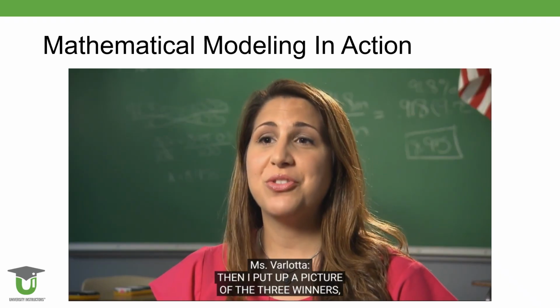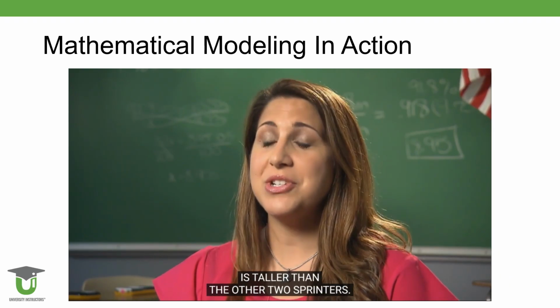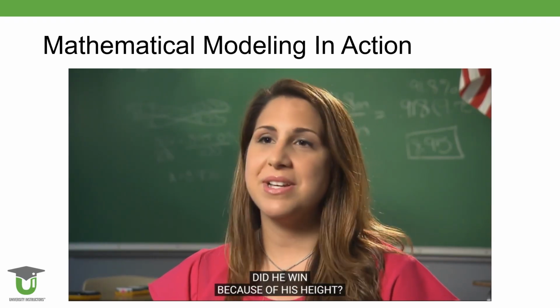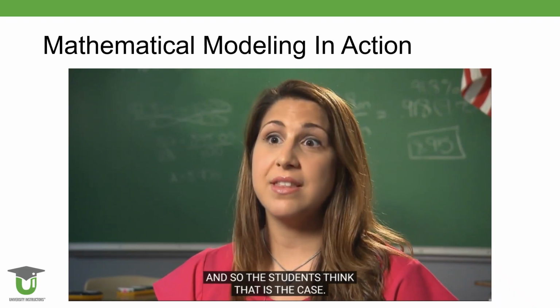So then I put up a picture of the 3 winners, and it's clear that Usain Bolt is taller than the other 2 sprinters. And so the question naturally arises, did he win because of his height? Does he have an unfair advantage because he's taller? And so the students think that that is the case.